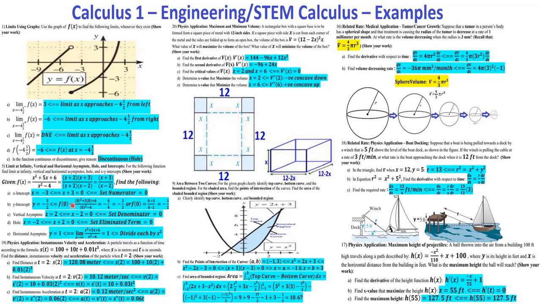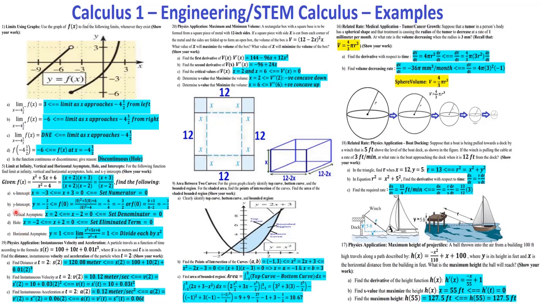Then I have an example of limit at infinity. So given f of x equals x squared plus 5x plus 6 over x squared minus 4. If you factor the top, it is x plus 2 times x plus 3. You factor the bottom, it's x plus 2 times x minus 2. X plus 2 cancels x plus 2, so this is x plus 3 over x minus 2. To find the x-intercept, you simply set the numerator equal to 0, which is x plus 3 equal to 0, that is x equals minus 3.